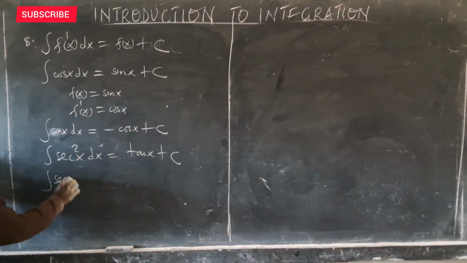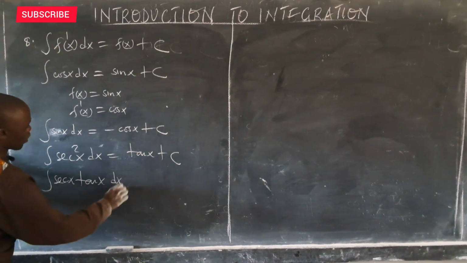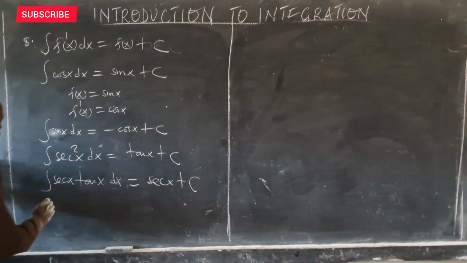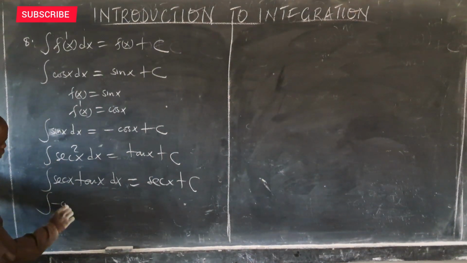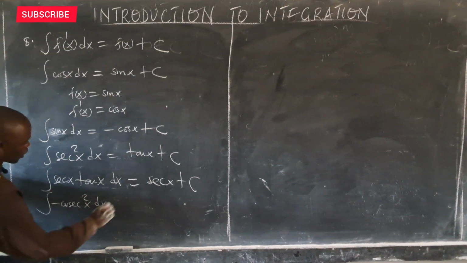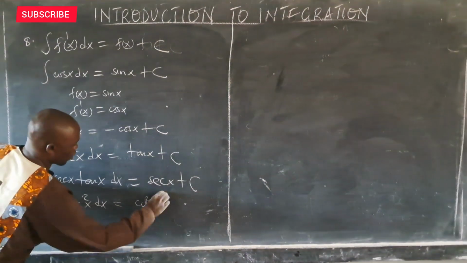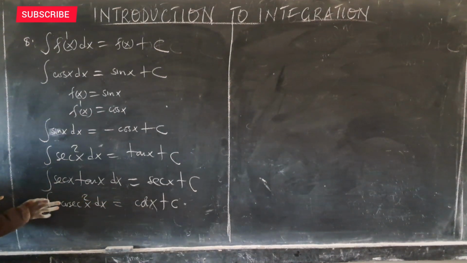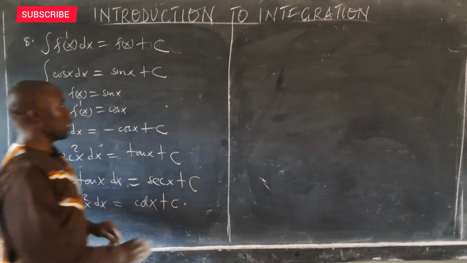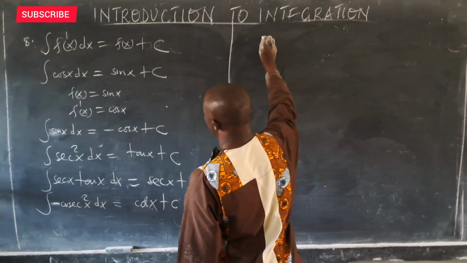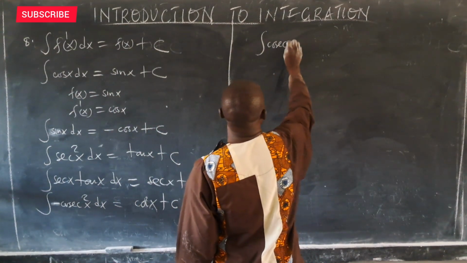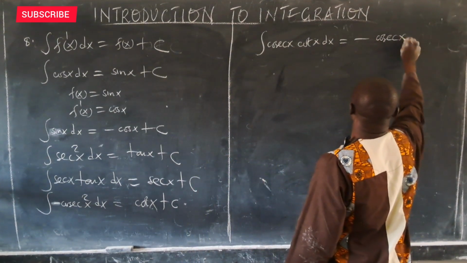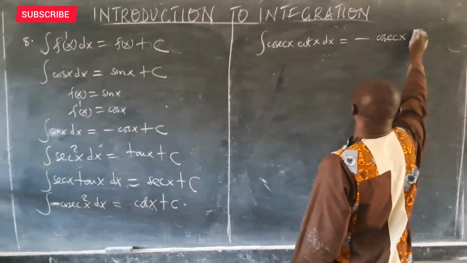So integral of sec tan dx gives us actually sec x plus c. So integral of negative cosec squared x dx gives us cot x. Because when you differentiate cot, you get negative cosec squared. So in case you remove this negative, you put it on this one. So maybe you have integral of cosec cot dx. So this becomes negative cosec x plus c.